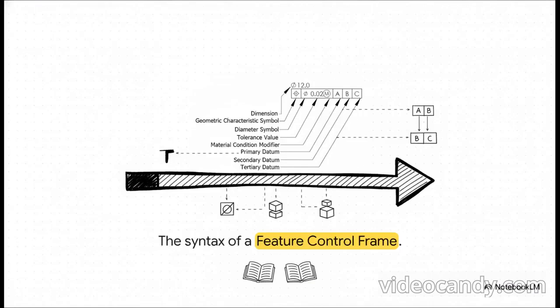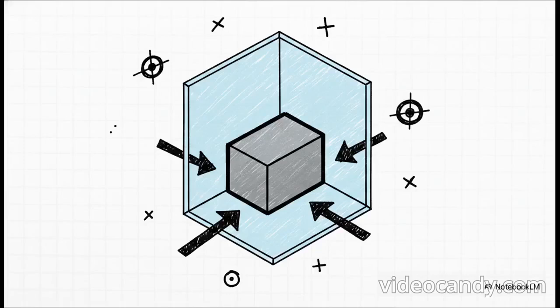Section 2. Feature Control Frames Explained. Okay, so take a look at the syntax here. Notice how the feature control frame reads perfectly from left to right, literally just like a sentence in a book. We start off with a geometric characteristic symbol that tells us what kind of tolerance we're actually controlling. Then we might see a diameter symbol followed by the numeric tolerance value itself. After that, we get our material condition modifier, and finally, the whole sentence wraps up by referencing the primary, secondary, and tertiary datums. It is an incredibly logical flow once you get the hang of it.